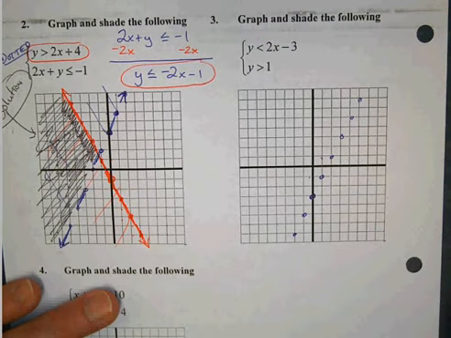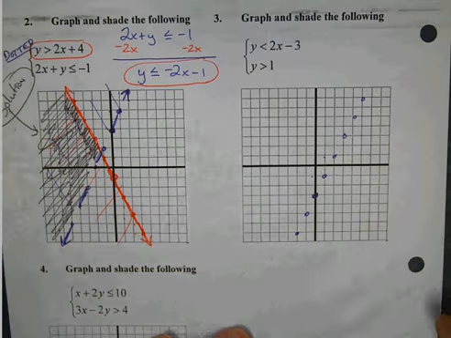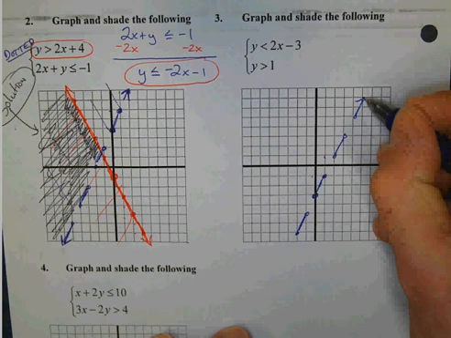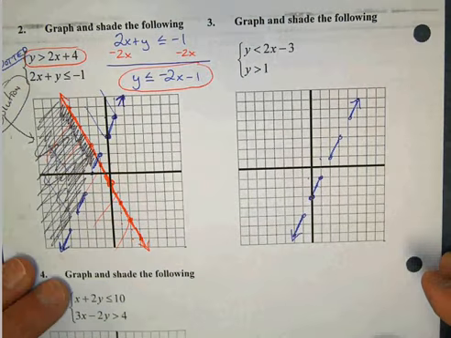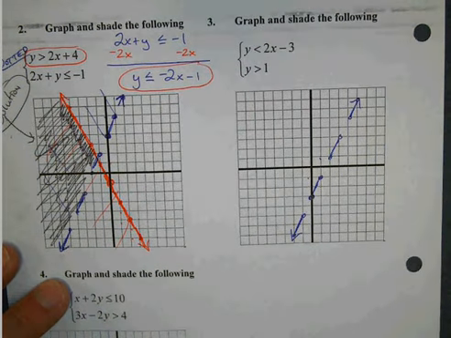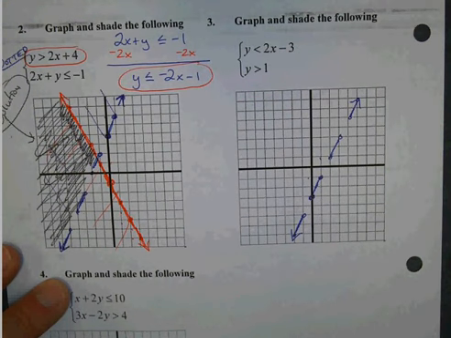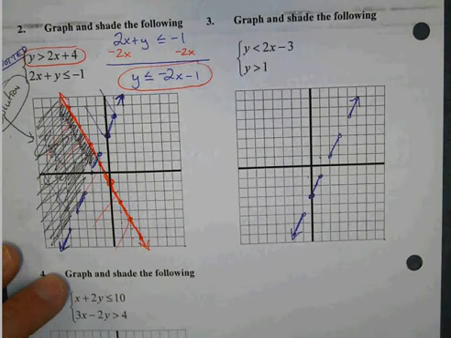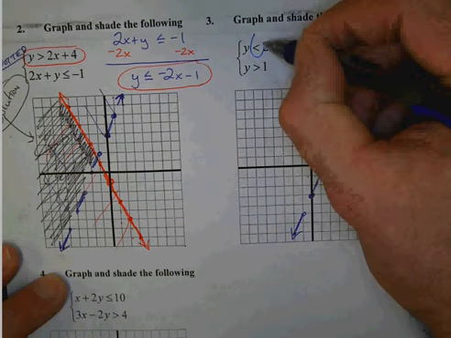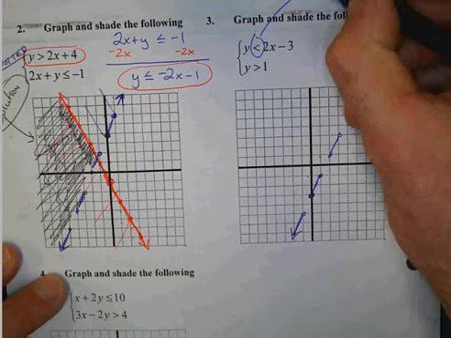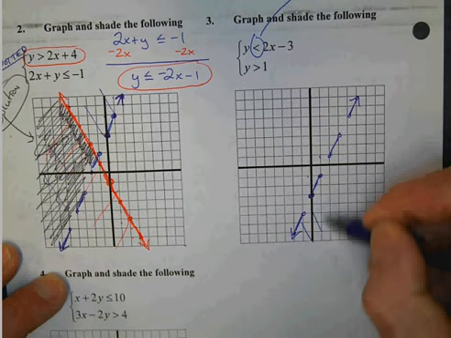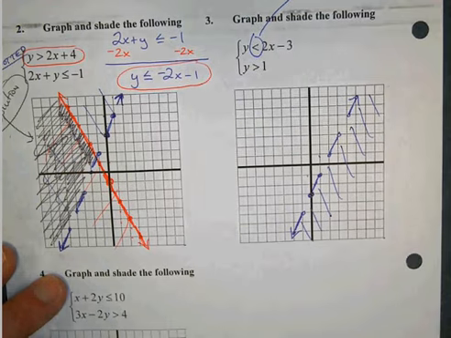Nice job, Sydney. Solid or dotted, Sydney? Dotted. Excellent. Dotted line. And Sydney, above or below? Above. Why do you say above? Because it's like to the left. Wait. No, below. Okay, let's focus on this symbol. It's less than, right? Yeah. Less than shades below. There's my basic shading. All right, nice job.